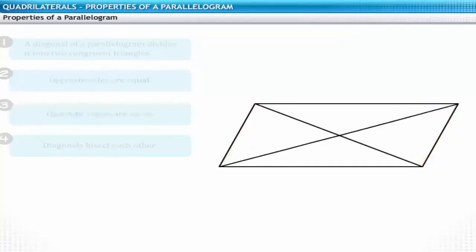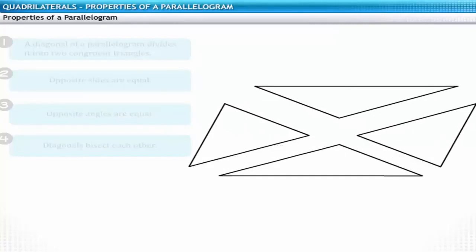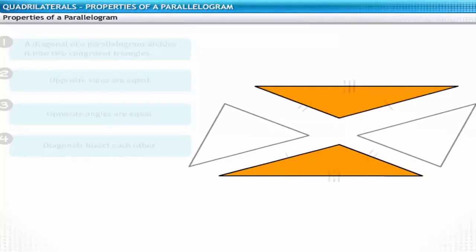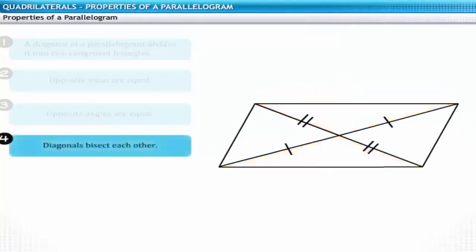Let's now join its other two vertices. It divides the parallelogram into four triangles. Consider these two. On placing one over the other, you will notice that they also coincide. This implies that the corresponding sides are equal. Thus, we can say that the diagonals bisect each other.